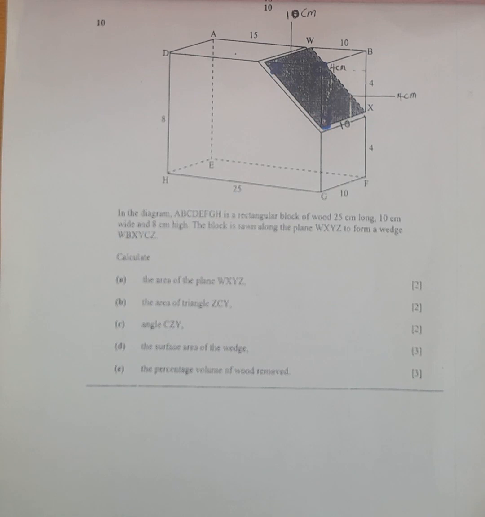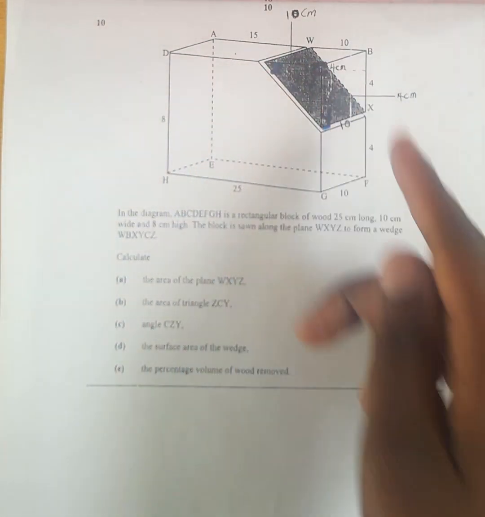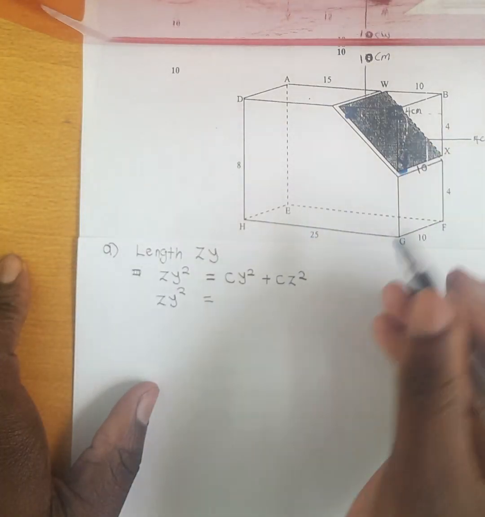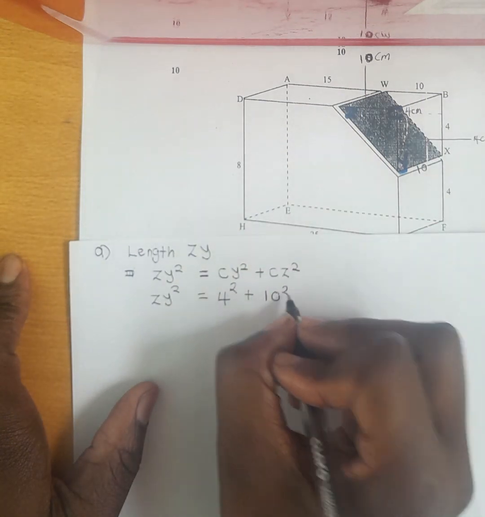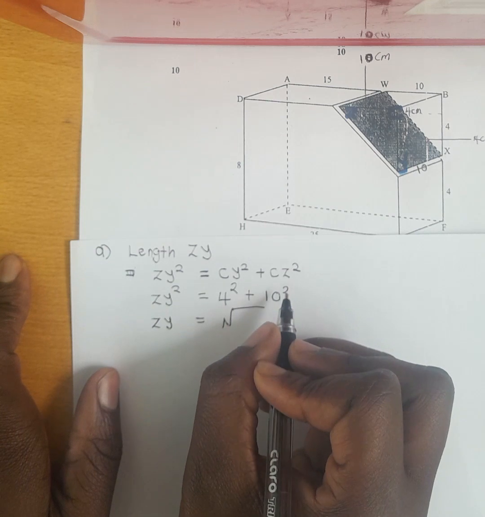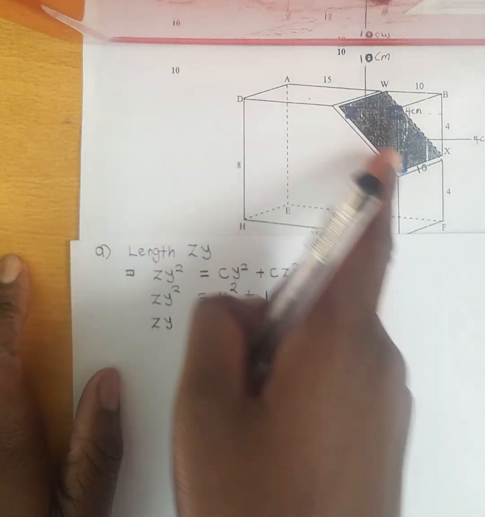So we are going to apply Pythagoras' theorem. Since ZCY is a right-angled triangle, and we have 4 centimeters here and 10 centimeters here, we are going to say ZY is our height. So we say height squared is equal to CZ squared plus CY squared. CY is 4 centimeters and we square it. CZ is 10 centimeters and we square it. Therefore, ZY is equal to the square root of 4 squared, which is 16, plus 10 squared, which is 100. 100 plus 16 is 116. So this is the length ZY.